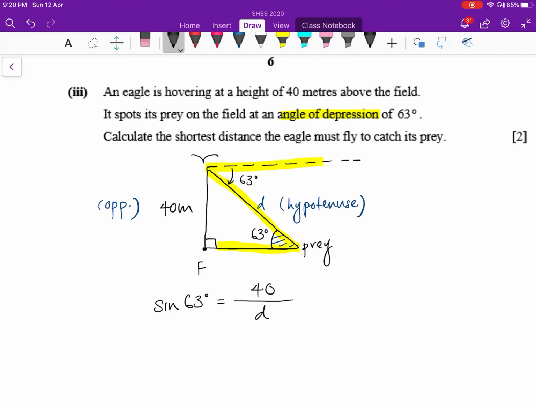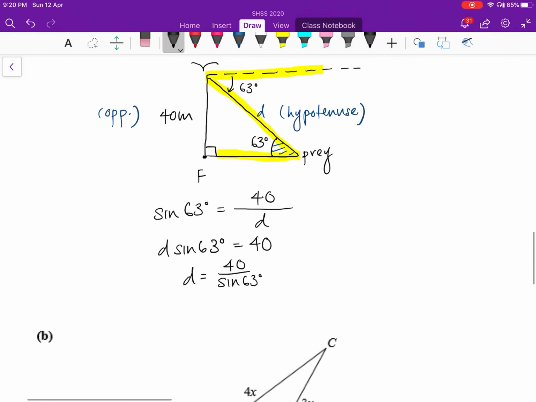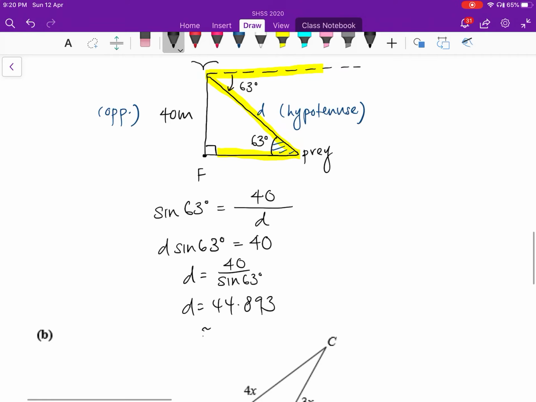From here, I can solve for the value of D. Cross multiply: D sine 63 degrees equals 40. D equals 40 over sine 63 degrees. If you press your calculator, 40 divided by sine 63 is 44.893, which is approximately 44.9 meters.